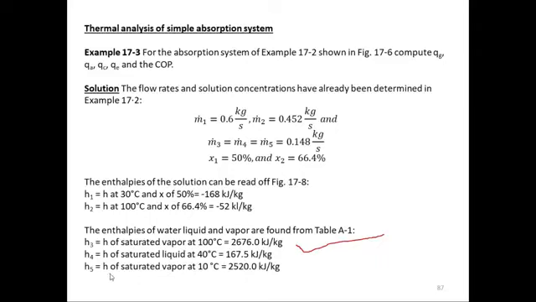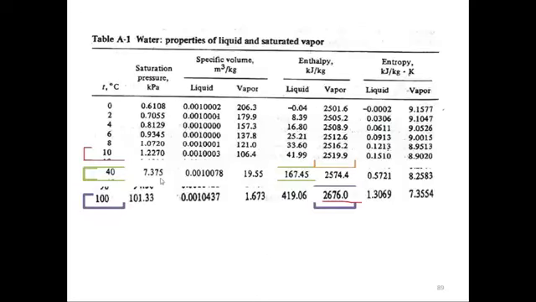And then H5 is H of saturated vapor at 10 degrees centigrade. From the table you can see that it is 2519.9, so I have rounded it up as 2520 kilojoule per kilogram. So this is that value. Now we know the enthalpies of all the important points, 5 points maybe. So this is the value that I have taken.